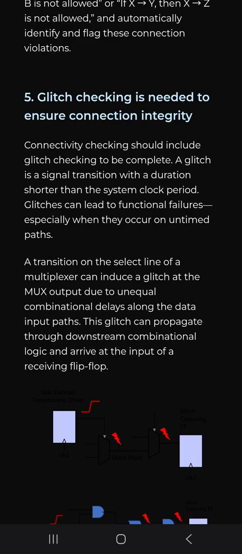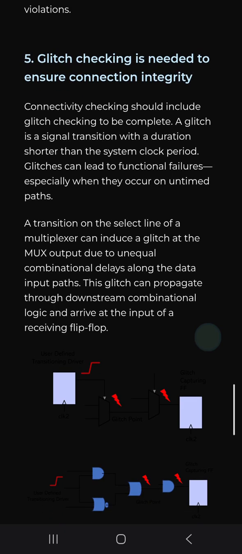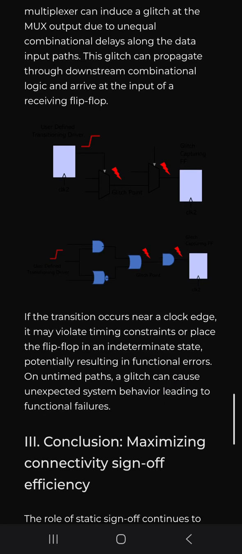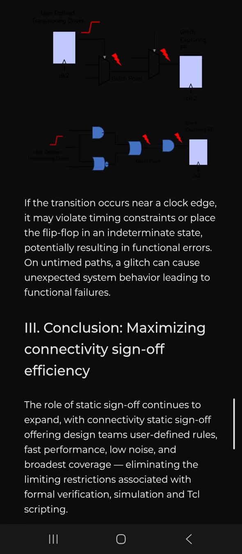This glitch can propagate through downstream combinational logic and arrive at the input of receiving flip-flops. If the transition occurs near the clock edge, it may violate timing constraints or place the flip-flop in an indeterminate state, potentially resulting in functional errors on timing paths. A glitch can cause unexpected system behavior, leading to functional failures.